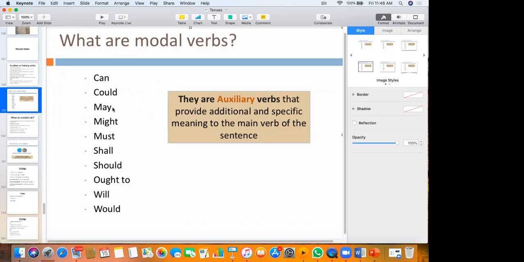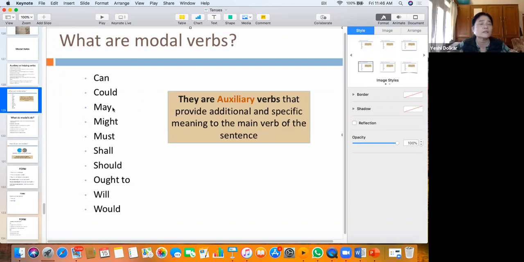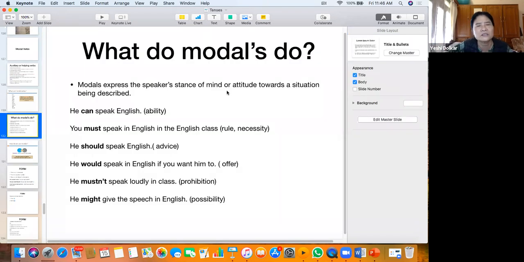So the auxiliary is here. All right. Okay. How does it change the meaning? That's interesting. So what do modals do?